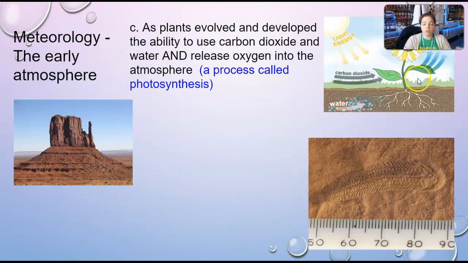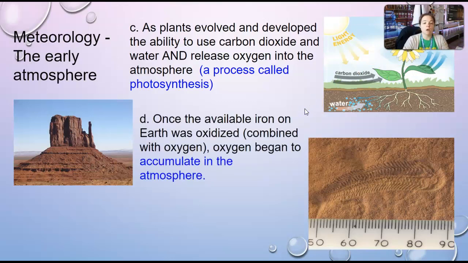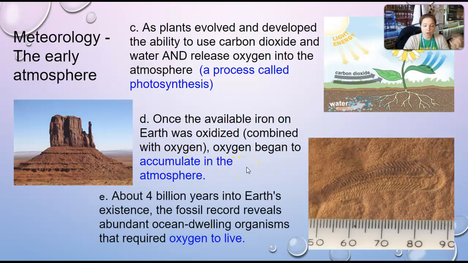As the plants evolved and started to come up onto land and developed, they were able to suck in the carbon dioxide and water and release oxygen, also known as photosynthesis, which hopefully you've learned in Living Environment. Once all the available iron on Earth was oxidized, which is why you see the orangish reddish dirt, because of the oxidation of iron, the oxygen began to accumulate in the atmosphere. About 4 billion years into Earth's existence, the fossil record revealed abundant ocean-dwelling organisms that required the oxygen to live.